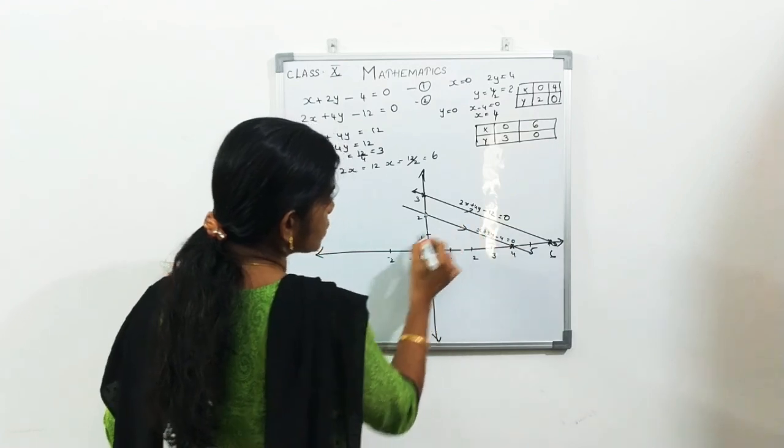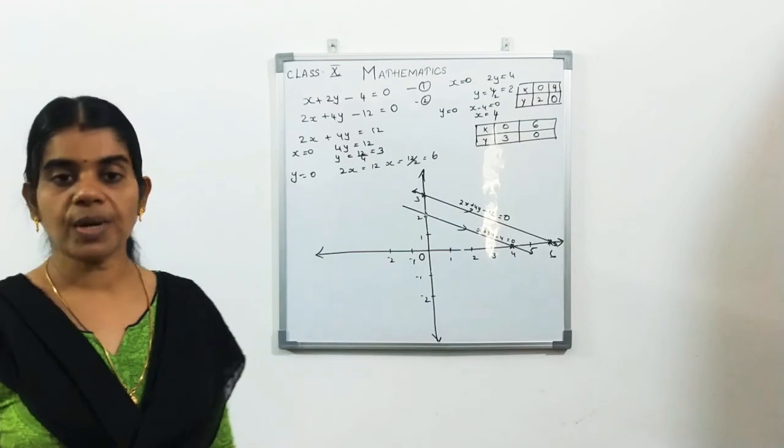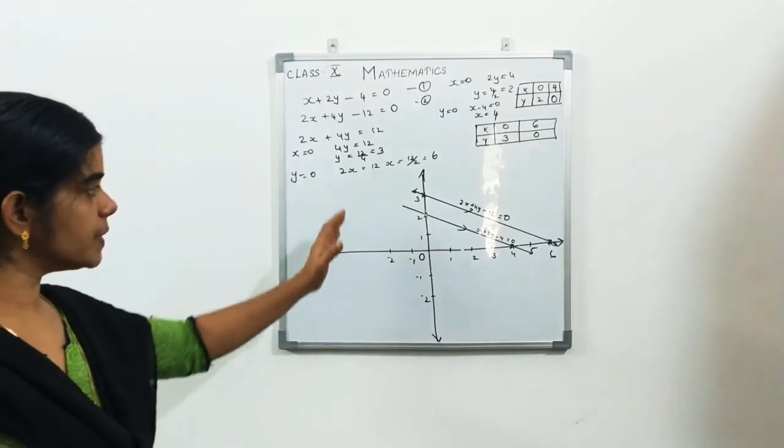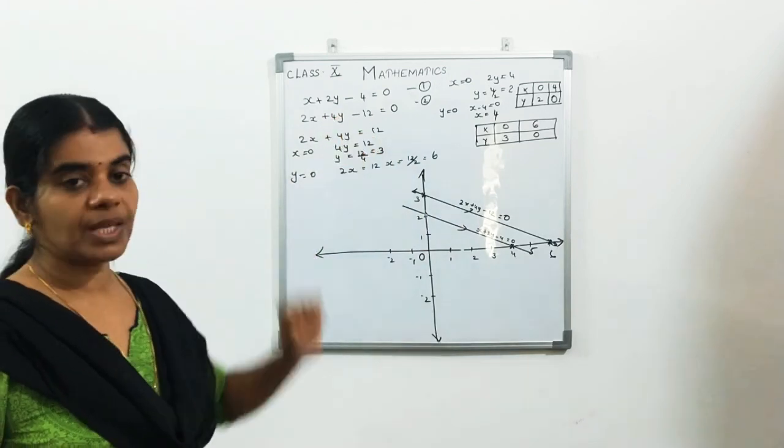Then what about these two lines? These two lines are parallel lines. Therefore, these two lines have no common point. Therefore, there is no solution for these two linear equations.